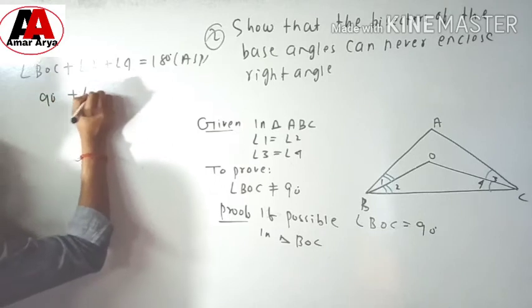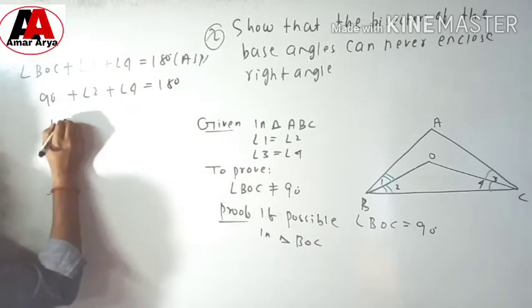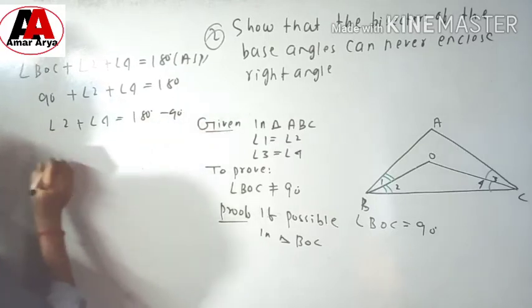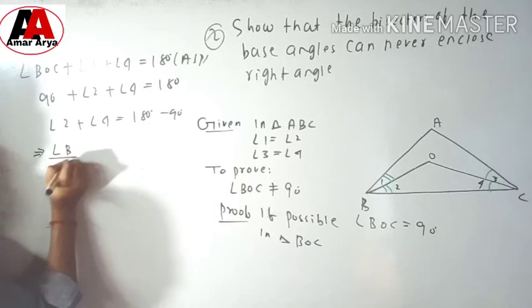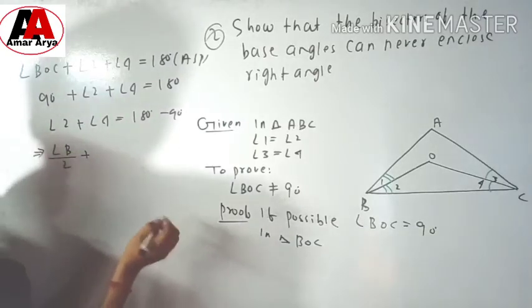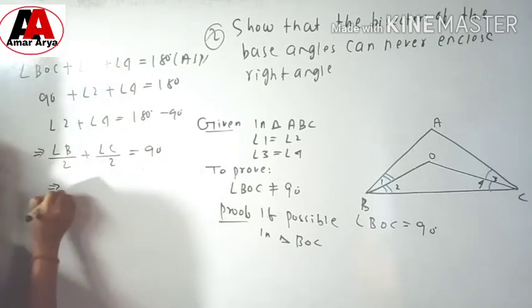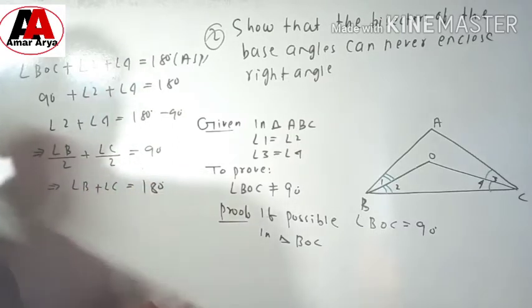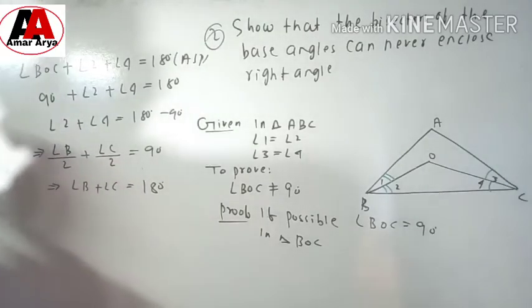So angle 2 plus angle 4, that is 180 degree minus 90 degree. So angle 2 we can write here as B by 2, plus angle 4 is C by 2, that is 90. So B plus C equals 180. Please try to understand: angle B plus C equals 180.